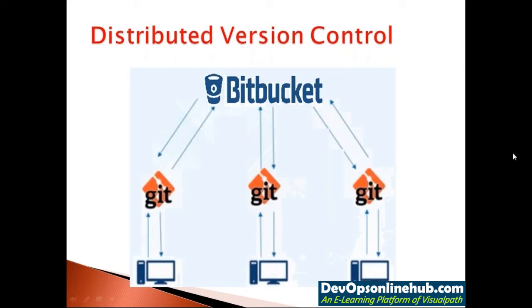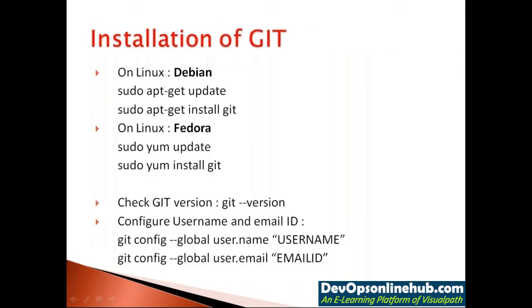I think you got the difference between centralized version control system and distributed version control system. So over centralized version control system, distributed version control system is better. So we will be considering here Git, how to implement and use Git in our project. So, installation of Git.